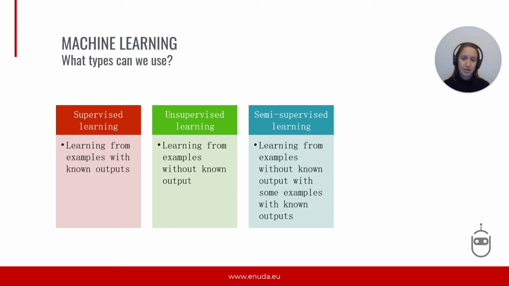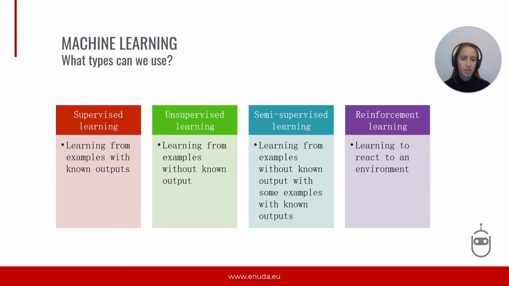And for semi-supervised learning, we have some examples, like a smaller set of data, which has known outputs. So we use those in combination with a lot more examples where we don't know the output, and this way we can train our model.